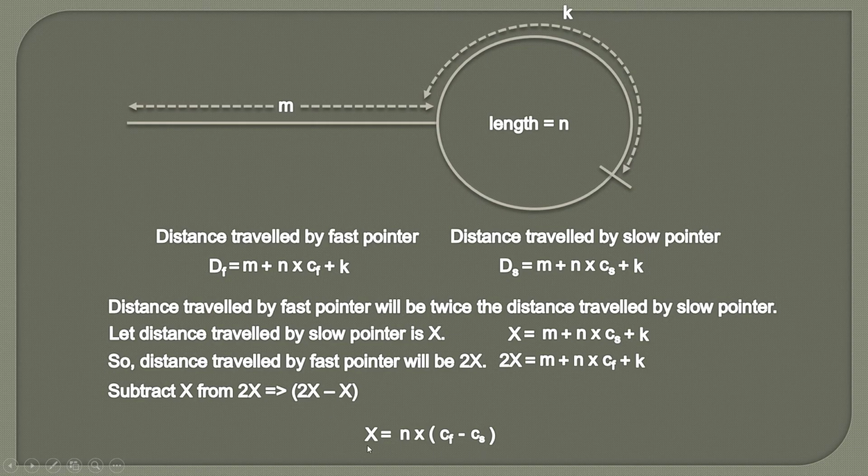So friends, based on the equation that came out, if we closely observe it, you can see that x is equal to n into Cf minus Cs. Here n is constant because the length of the loop will remain the same, and Cf minus Cs are nothing but integers. So there will be a value for Cf and Cs that, when multiplied by n, will give us a distance x. If we substitute some values on the left hand side and the right hand side, let's say for Cf and Cs and x and n, you will find that this equation is solvable.